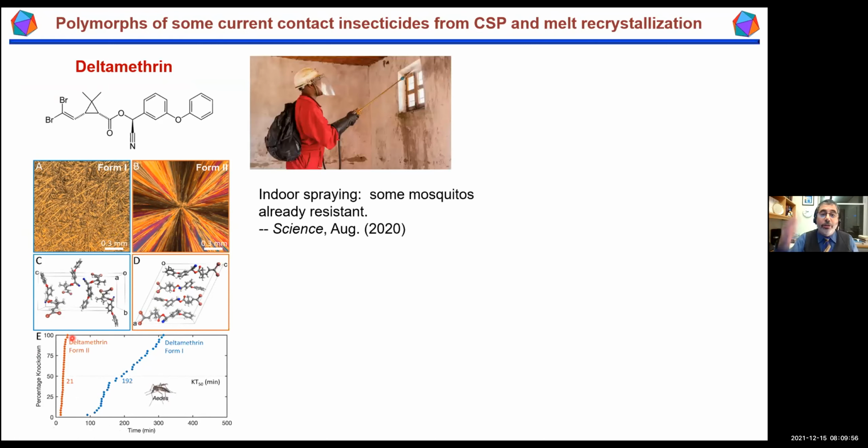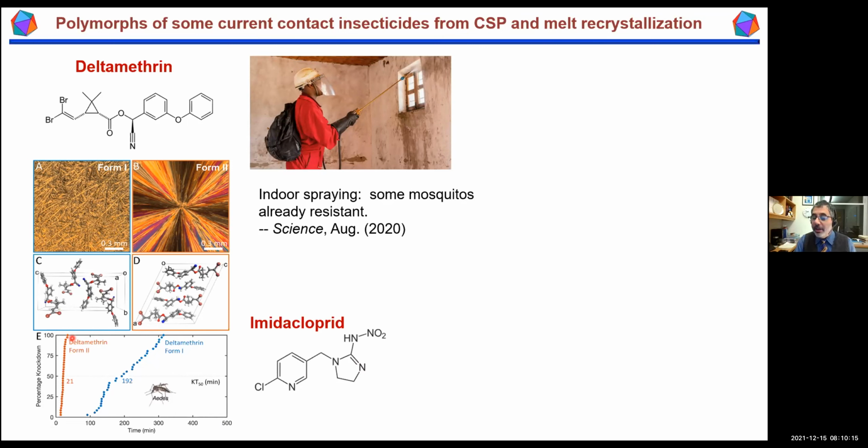Now, unfortunately, mosquitoes are growing resistant to some of these indoor sprays, right, like Deltamethrin. And this was an article that came out in Science last year, and it suggests that with this growing resistance, you need to be able to switch compounds and be able to find these interesting polymorphs.